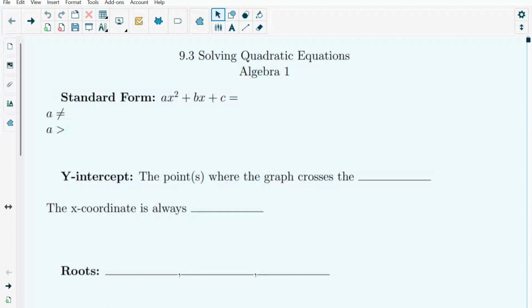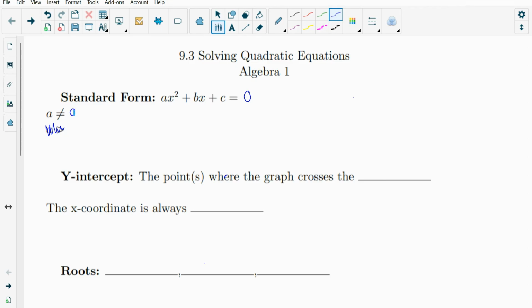All right, so 9.3, we are looking at solving quadratic equations. The first thing with solving a quadratic equation is that it must be in standard form. Remember, our standard form for a quadratic equation is ax squared plus bx plus c. The important part to add here is that when we are solving a quadratic equation, we must set it equal to 0, right? The only other detail to remember is that in order for it to be a quadratic equation, a cannot equal 0.